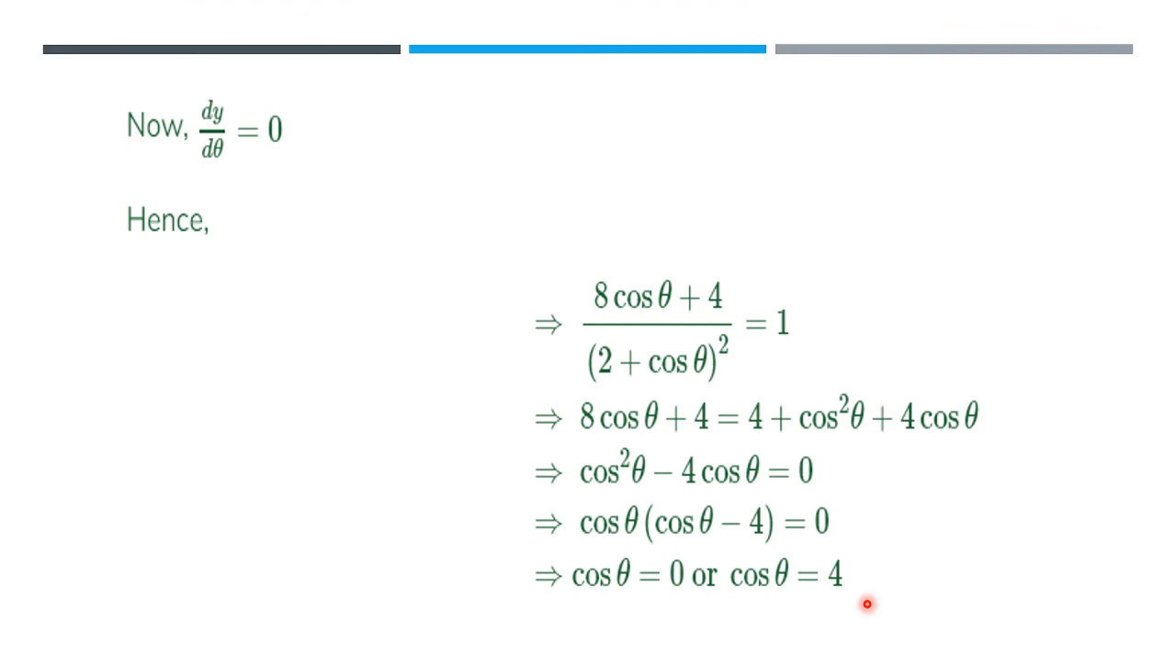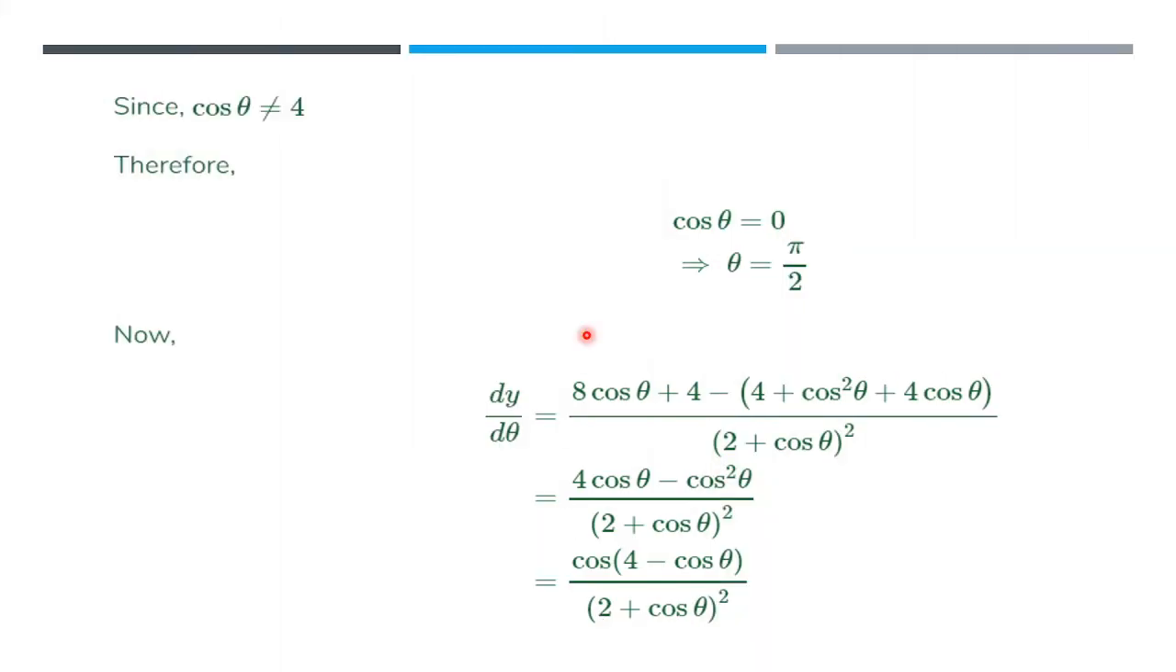4 is really not possible. Why? Because the range of cos theta is minus 1 to 1. So 4 is not at all possible. So now we can consider cos theta equal to 0. If cos theta is equal to 0, we can say theta is pi by 2. Now come back to that derivative that we calculated, dy by d theta. Open it and solve it.